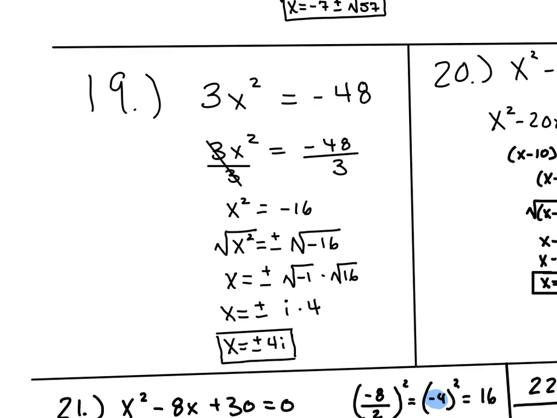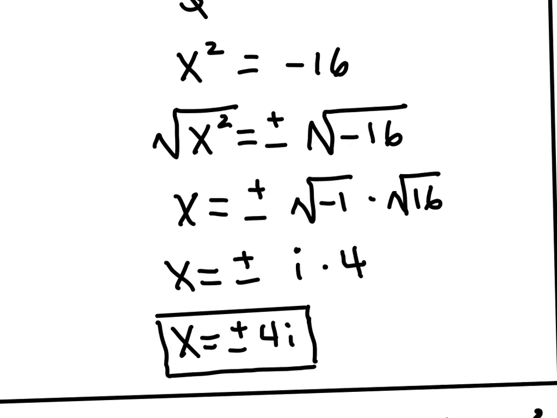Okay, 19. This just asked me to solve, so I divided both sides by 3 because I'm just trying to figure out what x is equal to. I got to x squared is equal to negative 16. Now here's the key part. When you take the square root of a negative number, remember that you're going to break it down into two things: the square root of negative 1 times the square root of 16. And the square root of negative 1 becomes what? It becomes i. That will always happen every time we take the square root of a negative number. We're trying to get it to look like the square root of negative 1, so it becomes i. And then I get x is equal to plus or minus 4i.